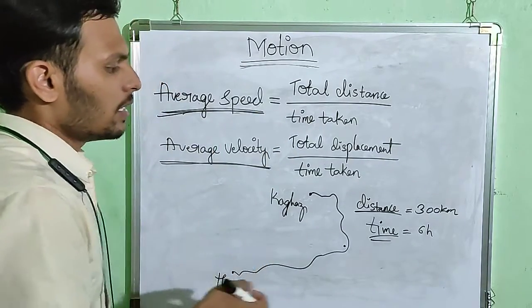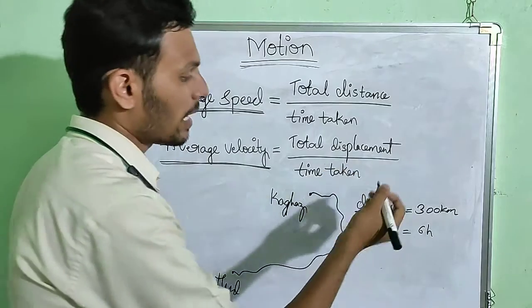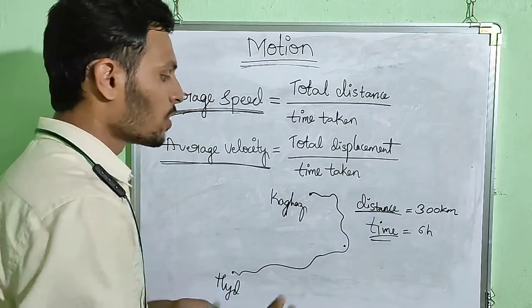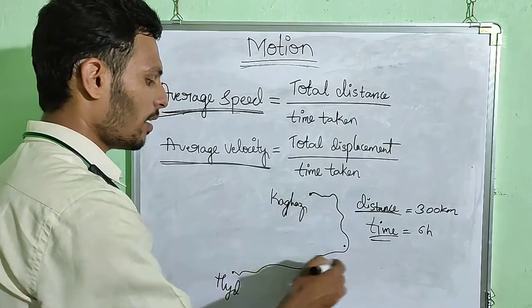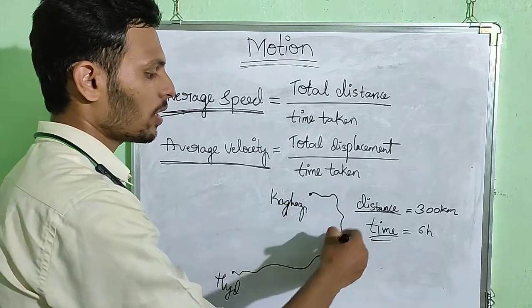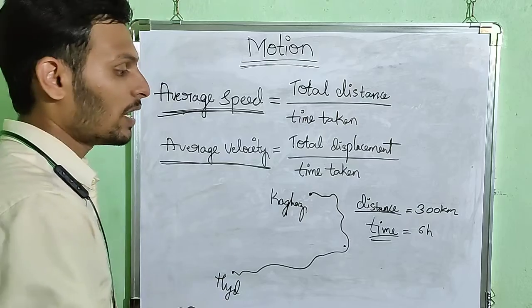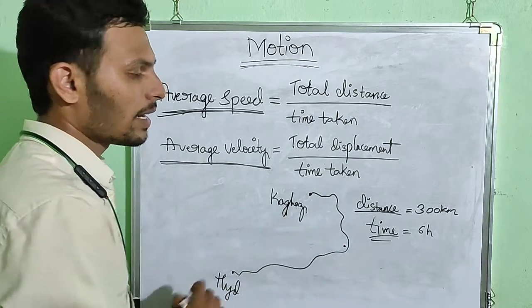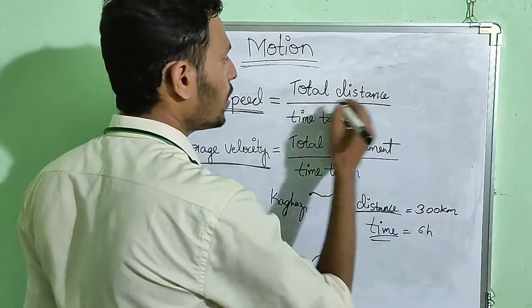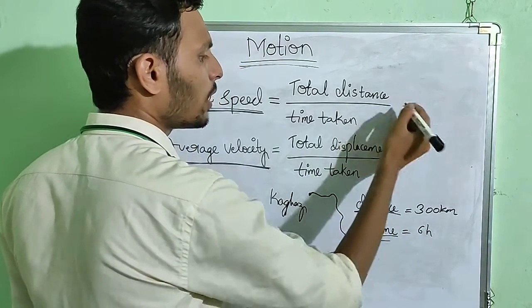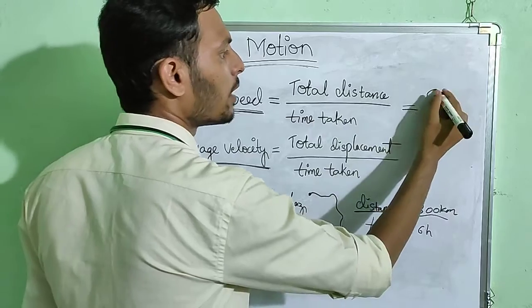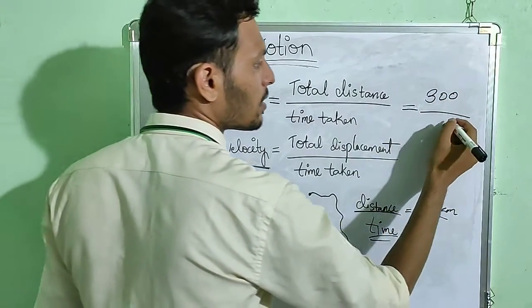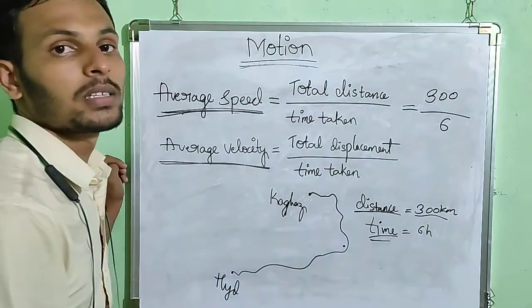See, I told you distance is a scalar quantity. It does not have any direction, so it is traveling in any direction. For this, the total distance is 300 divided by the time taken, which is 6 hours.